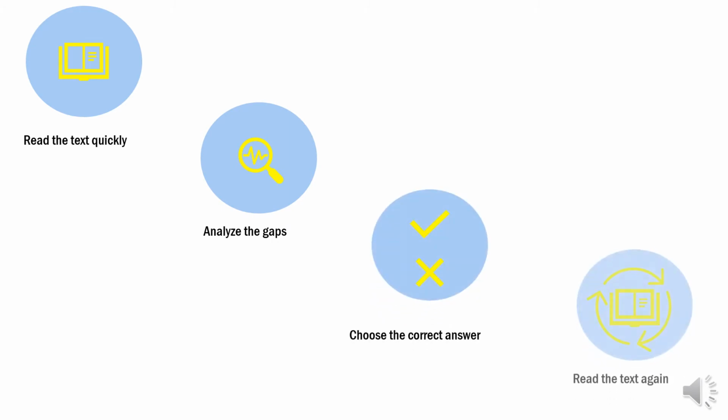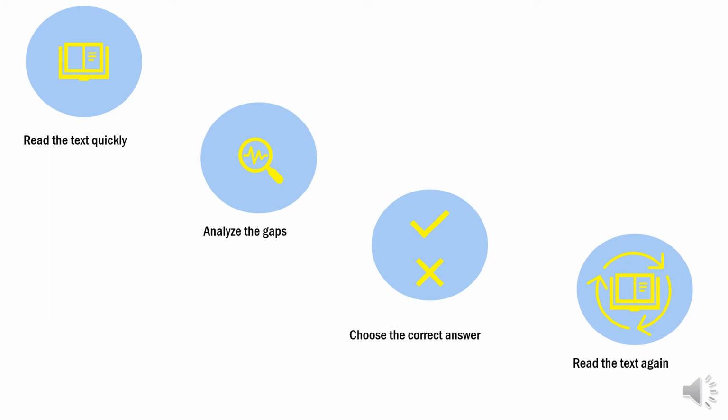The step-by-step plan for reading part 5 might look like this. Read the text quickly. Analyze the gaps. Choose the correct answer. And then read the text again. Following a plan like this one can give you extra confidence. But let's have a look at it in more detail.